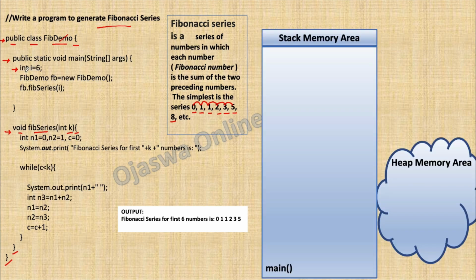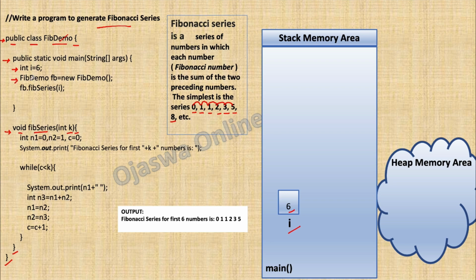So when this statement is executed, memory allocation happens for variable I. Inside the stack memory area, you have a memory frame reserved where local variables belonging to main method are stored. So I is the local variable belonging to main method. I is reserved space and value 6 is stored in here.